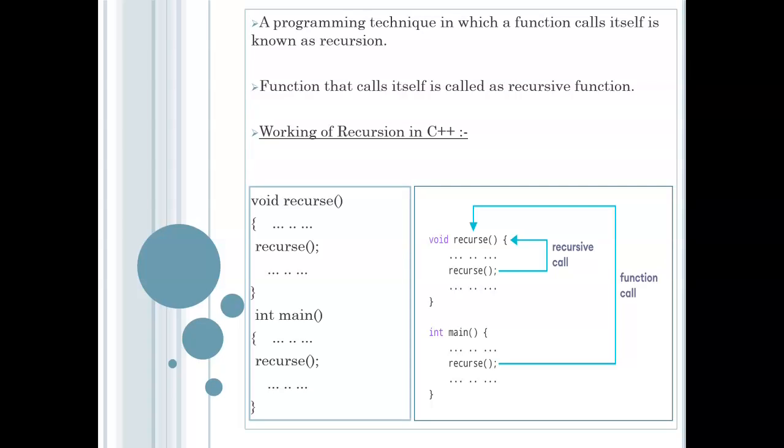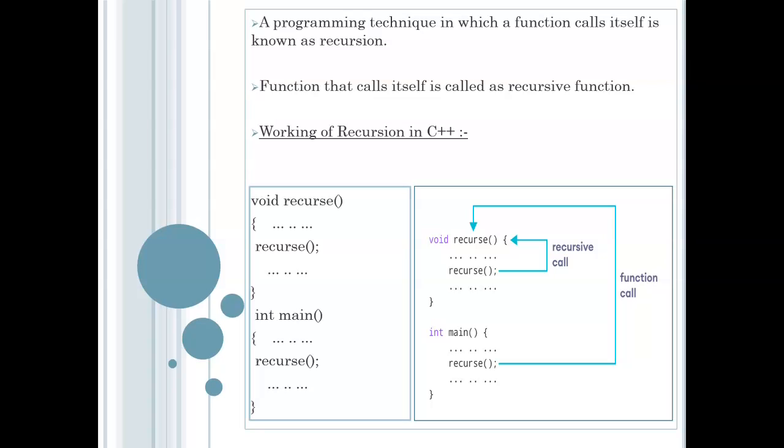Now what is recursion? A programming technique in which a function calls itself is known as recursion. A function that calls itself is called a recursive function. In simple language, when a function calls itself continuously, that is known as recursion. A recursive function keeps calling itself, so it must stop at some point. For that, we have to give some condition.